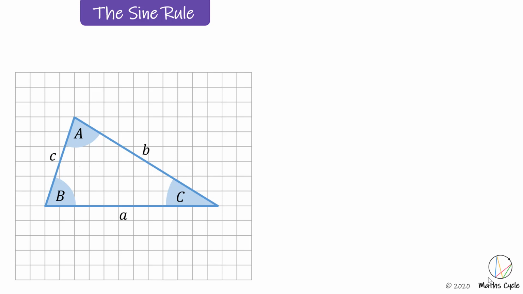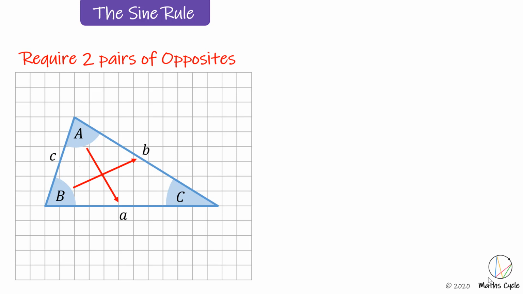Here are the angles with their opposite sides. So we have the angle A opposite the side A, the angle B opposite the side B, and the angle C opposite the side C. Now for the sine rule, we need two ratios to build a solution. So we will require two pairs of opposites. For the first example, we'll use the angle A opposite the side A with the angle B opposite the side B. So how will we use the sine rule to build a solution?